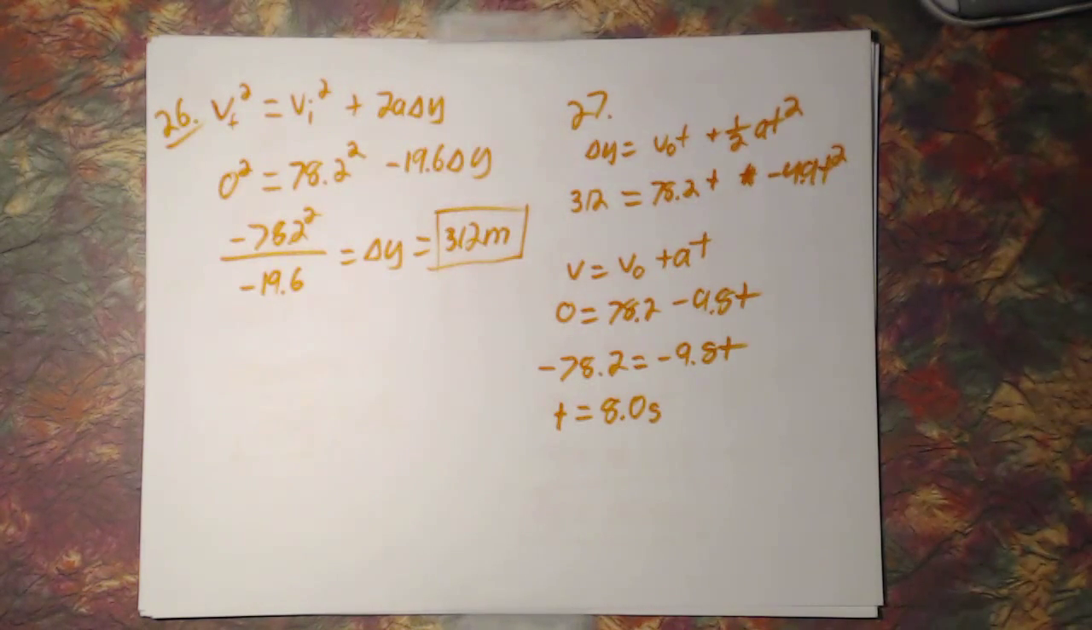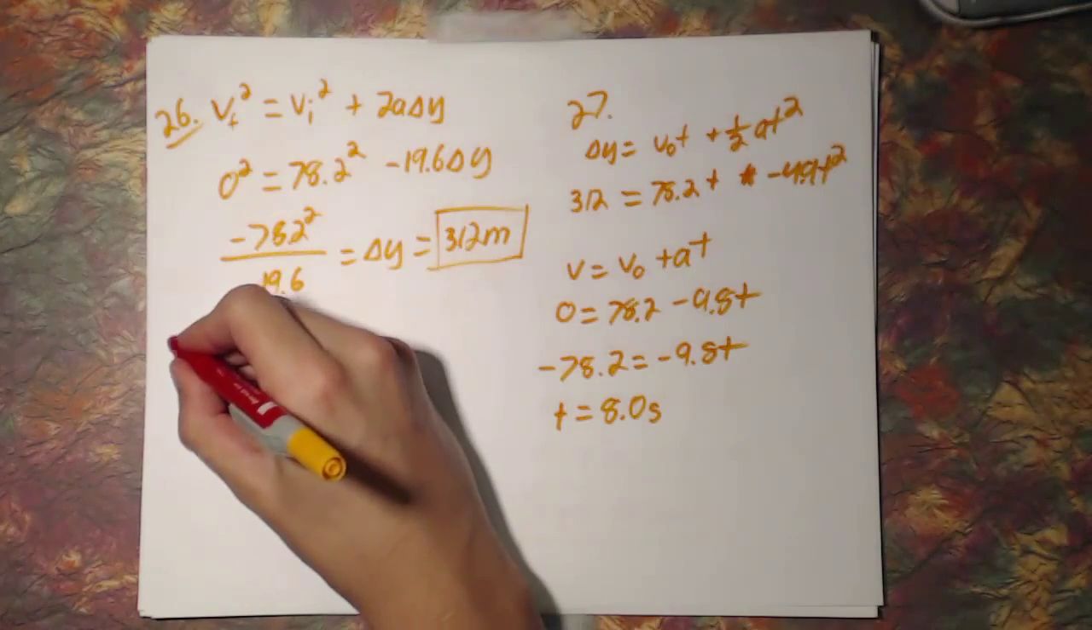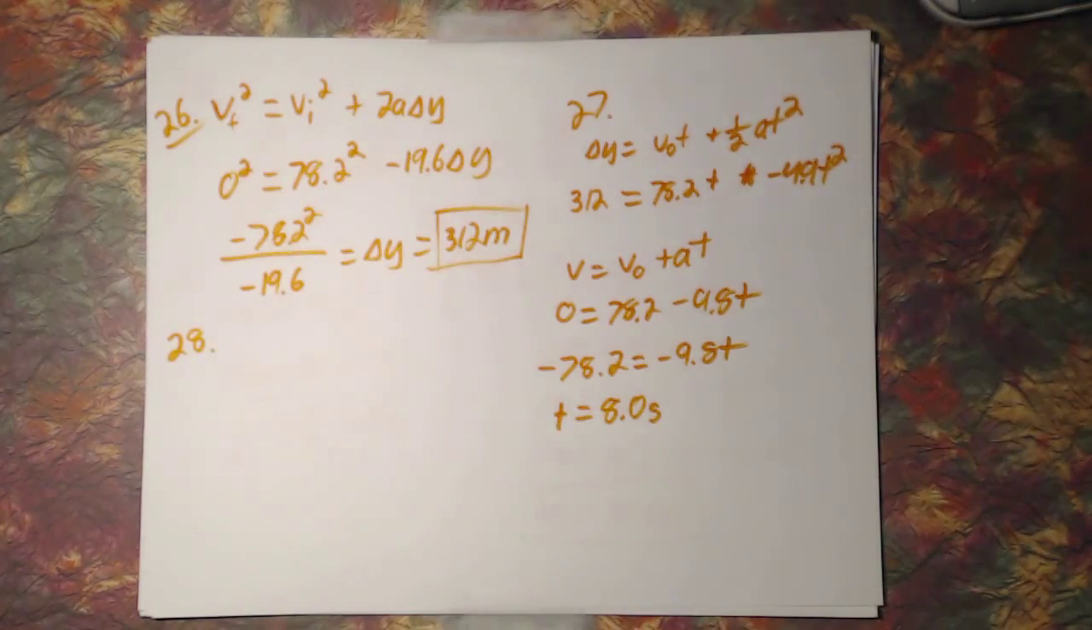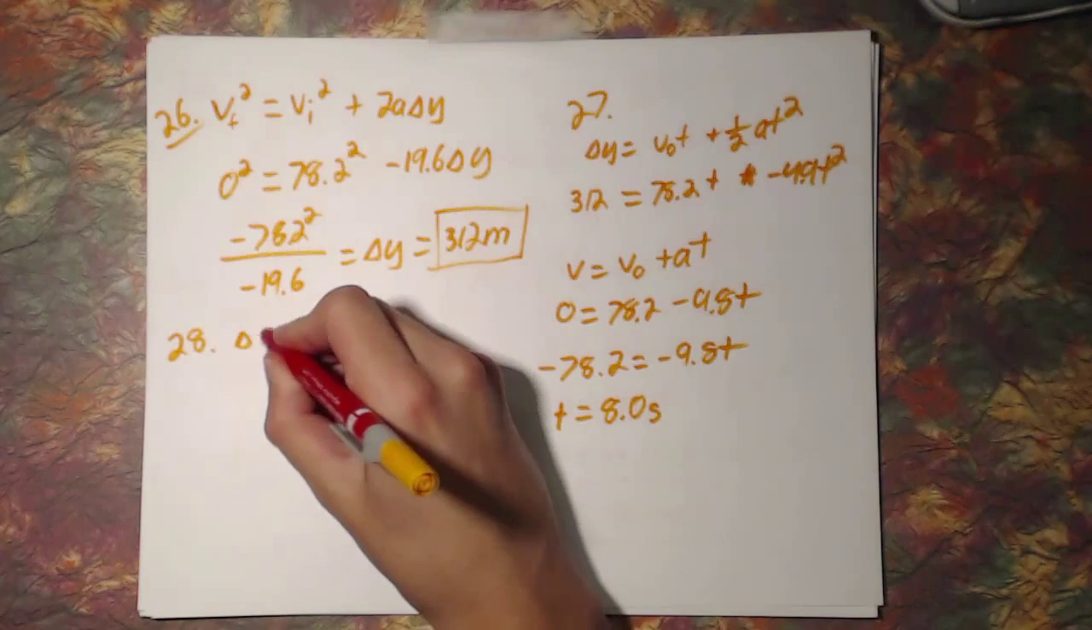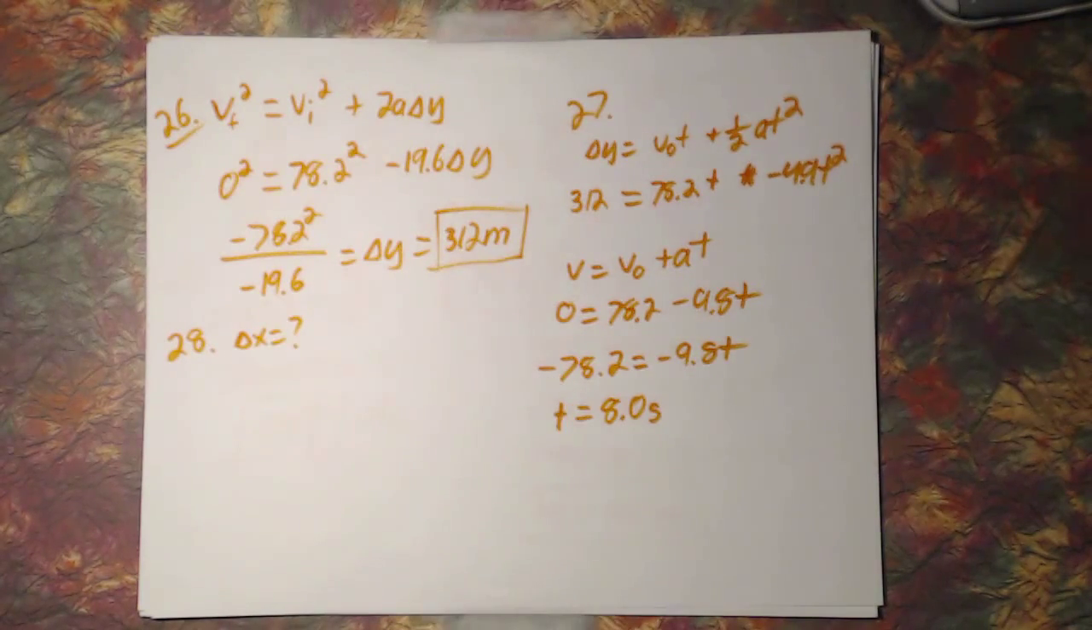Oh, wait. There is more to this question. Question 28. How far will the ball have traveled horizontally during the time it takes the ball to reach its maximum height? So let's analyze that a little bit. How far will it have traveled horizontally? Okay, so it's looking for delta x, because that's horizontal. During the time it takes the ball to reach its maximum height.